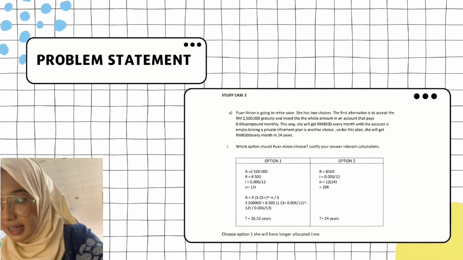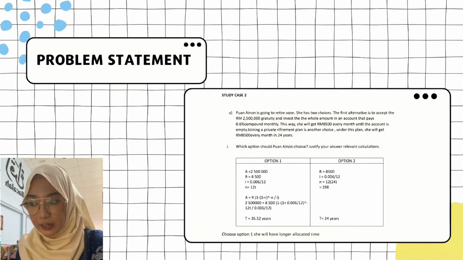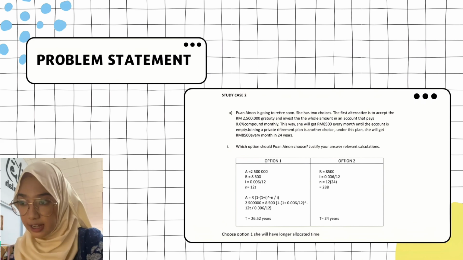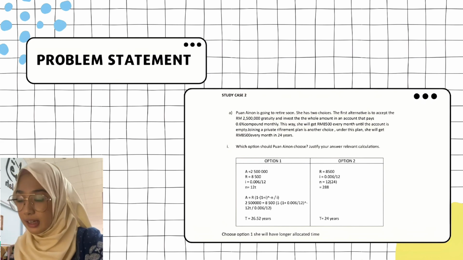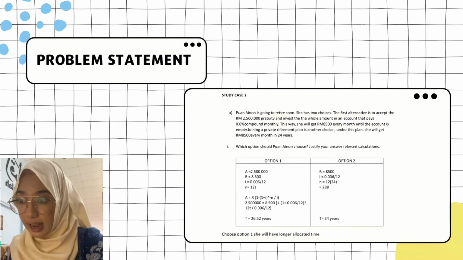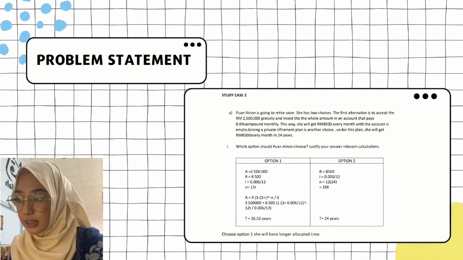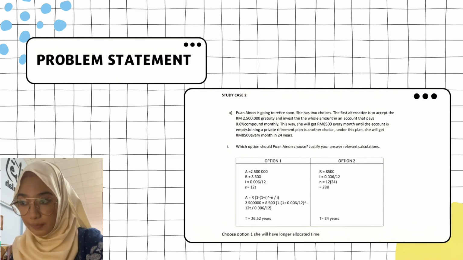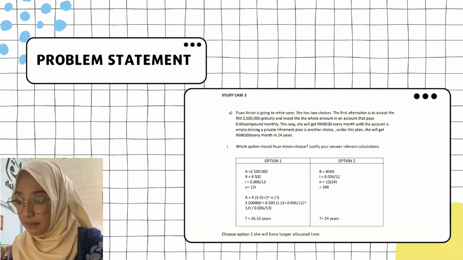Okay, for study case 2, question A. When Ayam goes into retirement, she has 2 choices. The first alternative is to accept the 2,500,000 ringgit gratuity and invest the whole amount in an account that pays 0.6% compounded monthly. This way, she will get 8,500 ringgit every month until the account is empty.